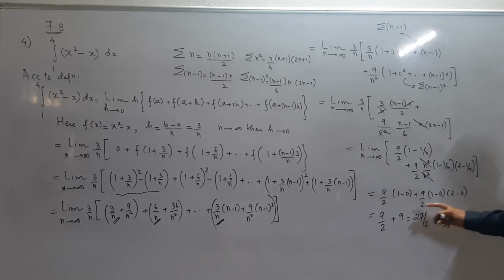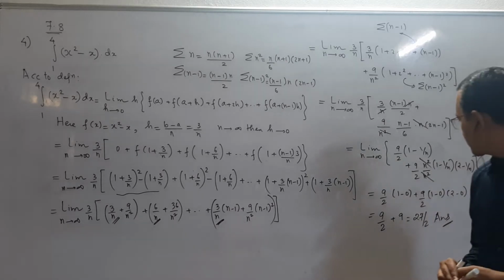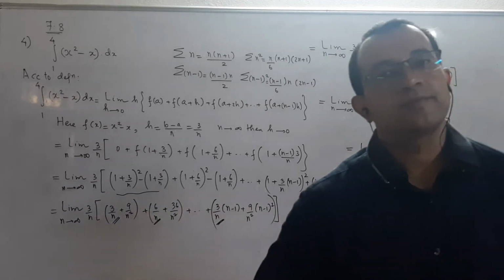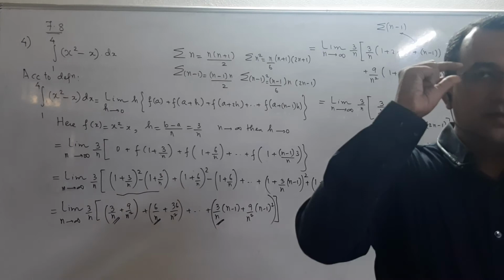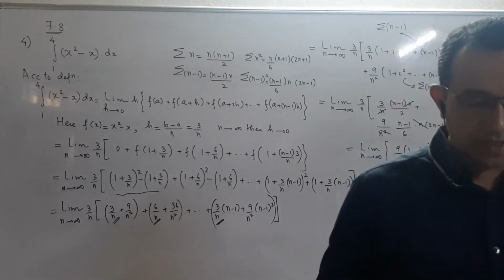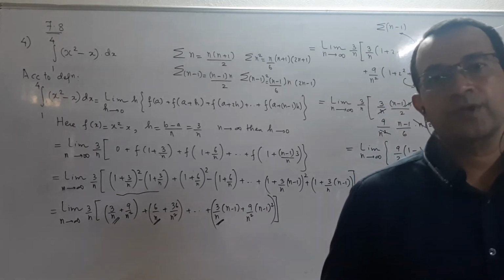Because this 2 and 2 gets cancelled. So 9 by 2 plus 9. This is our final answer, students, which we have to remember.